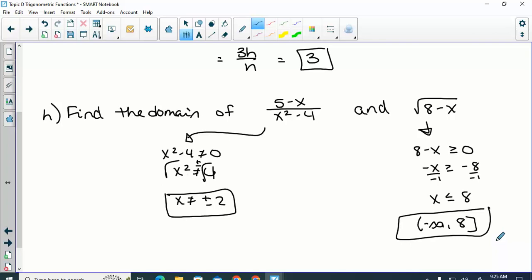That's all the stuff with functions. Any issues on that one? So then, for the first one, the domain would be negative infinity to negative 2, union negative 2 to 2, union 2 to infinity.